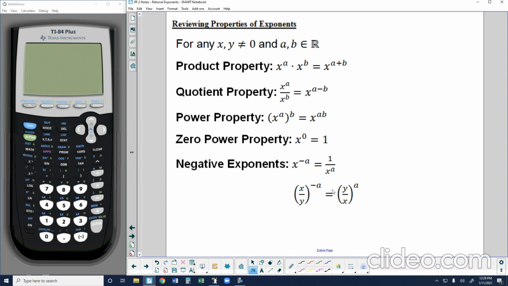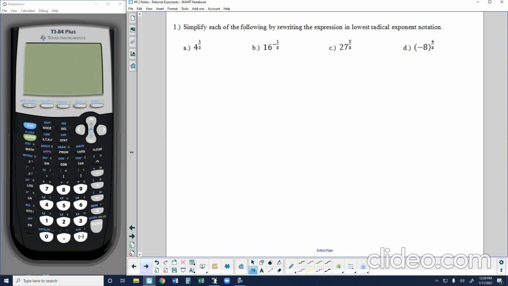So if you do need to, pause the video and write those down, because I'm going to refer back to them as we progress. Now let's take a look at examples. There's really only one type of example that right now we're going to focus on in rational exponents. Eventually we're going to do some solving of equations, but right now we're just going to work on simplifying rational exponents. So for problem 1, it says simplify each of the following by rewriting the expression in lowest terms. Let's change that from radical to rational exponent form.